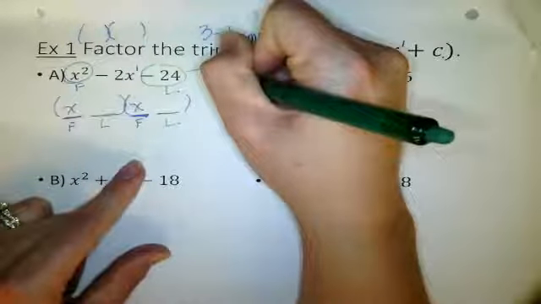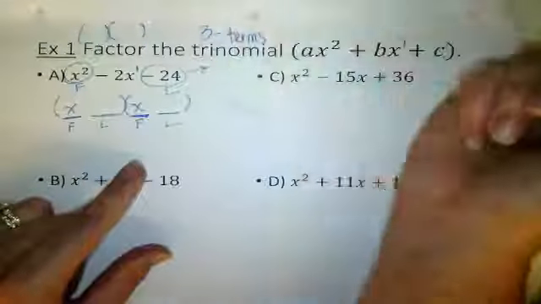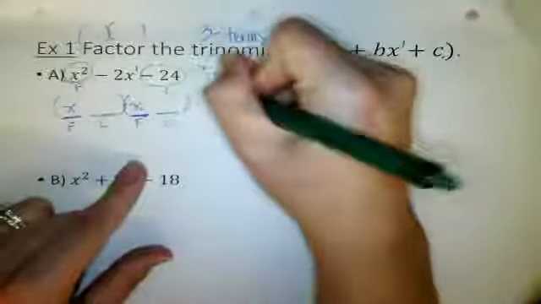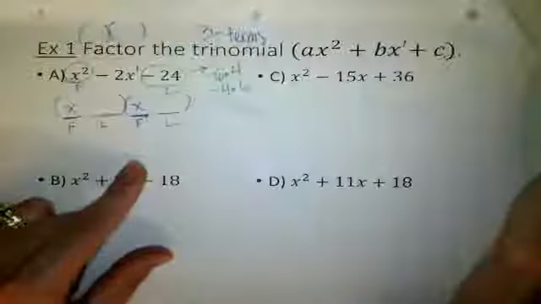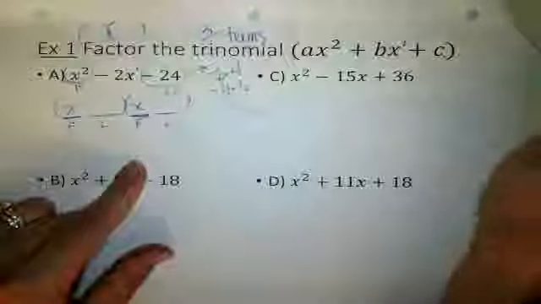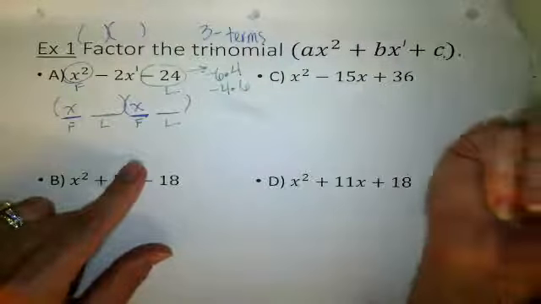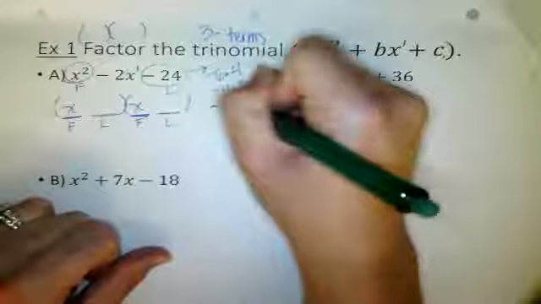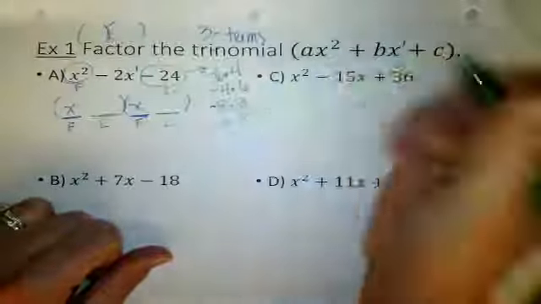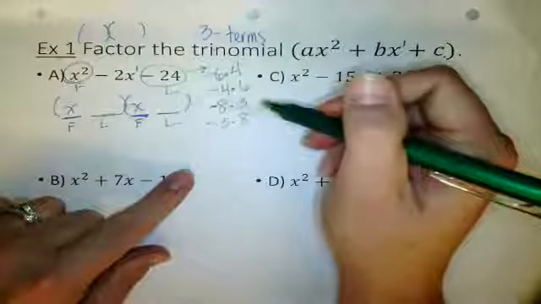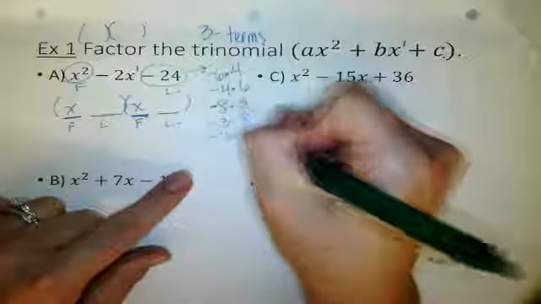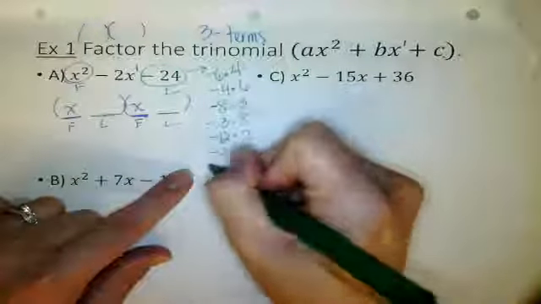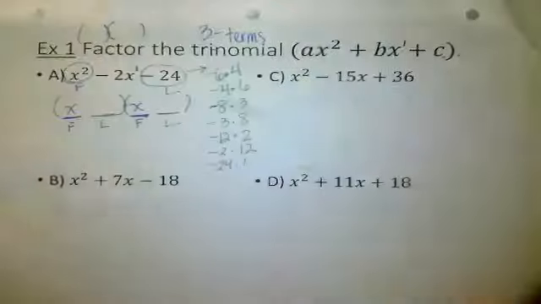What times what is 24? Okay, what times what is negative 24? Negative 6 times positive 4. We can reverse that. Can we say negative 4 times positive 6? Okay, what else gives us negative 24? Negative 8 times 3 or negative 3 times 8. We've got lots of options here, right? What else? Negative 12 and 2 or negative 2 times positive 12 and negative 24 times positive 1 and vice versa, okay?